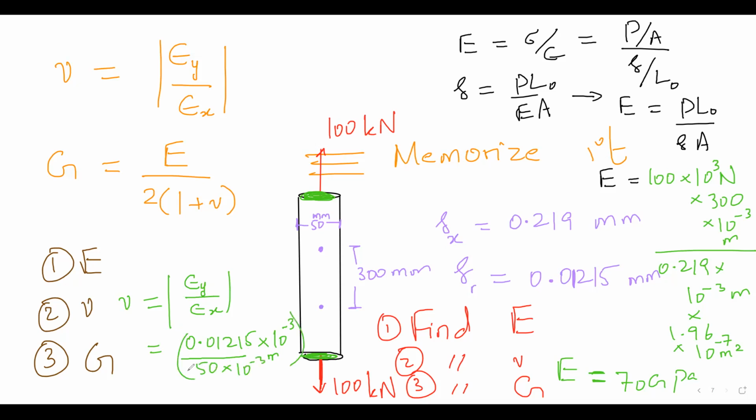Then this chunk will be divided by epsilon x, which is the change in length in the x direction. What was epsilon x? Delta x, 0.219 into 10 to the power minus 3 meter, divided by the original length, which is 300. That is one calculation that everyone has to do, by the way.